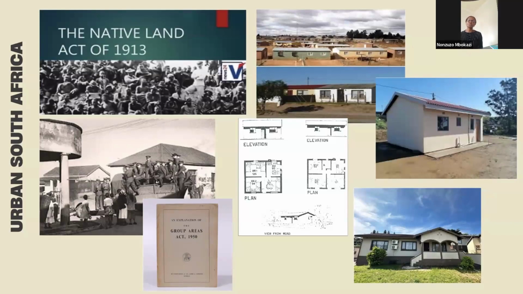We have the Group Areas Act of 1950, and with this act, people were divided based on their race. That meant that people of color were living in areas marked by underservicing, that didn't have quality education, and this is just something that has been inherited from our colonial past and the apartheid past.